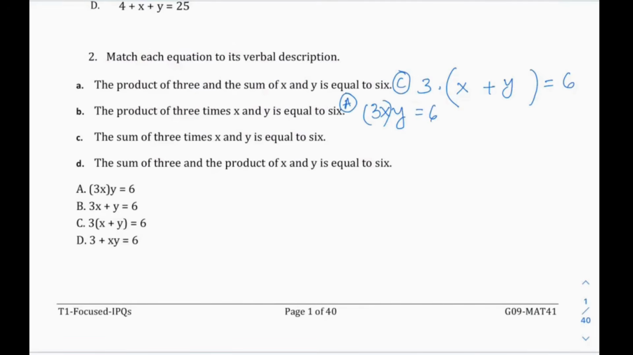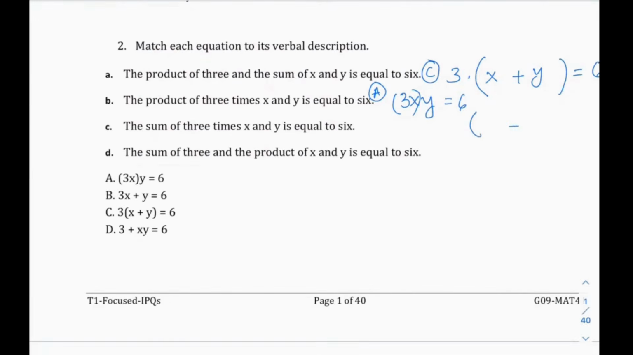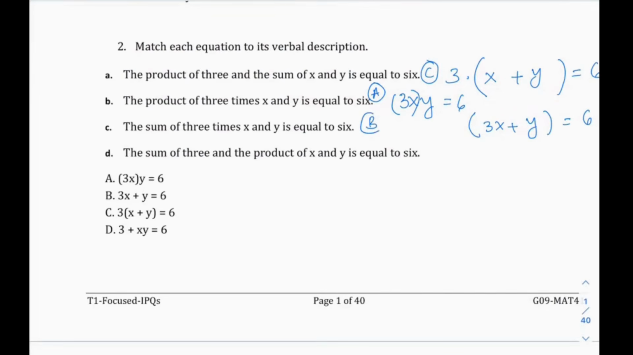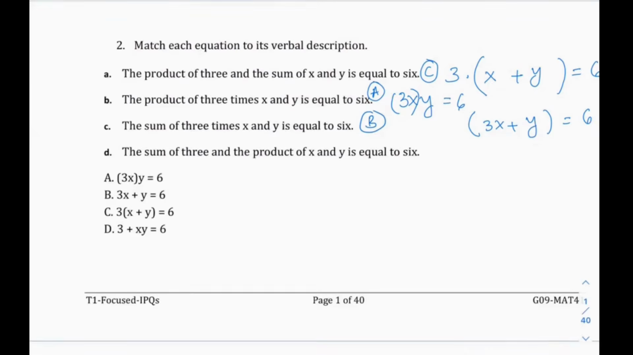For C, the sum of, so it is the addition of 3 times x from one side and y on the other side, is equal to 6. Which one is this? The sum of 3 times x on one side, y. So this is the same as B. However, he didn't write brackets, but the brackets here actually have no benefit. Whether you write them or not, it's okay, because it's not subtracted by something or multiplied by something else.